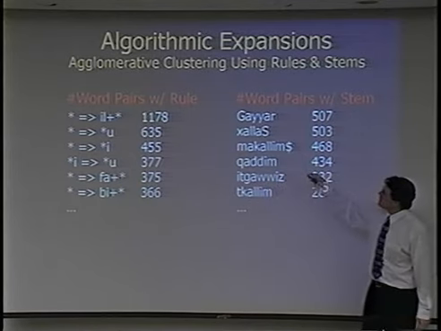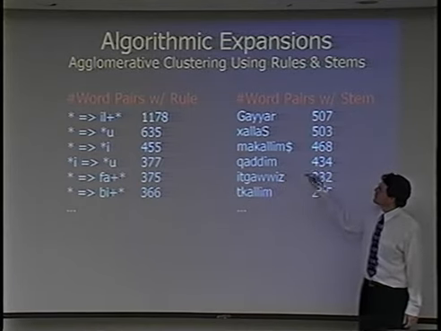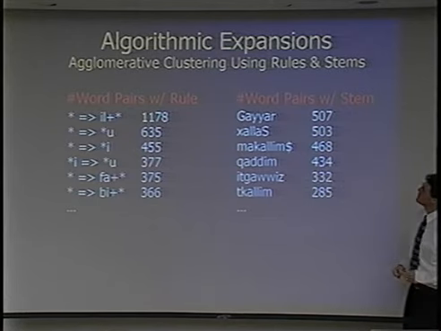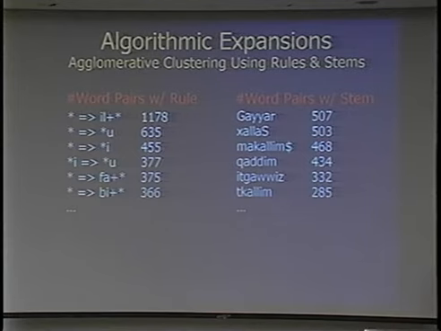I can also look at the things that could fill in the star positions, and these represent the stems. So Gaia, for example, shows up 507 times, and so forth. Previously, when I looked at other languages, if the frequency or if the stem count was high, that represented something that was probably less likely to be a valid relationship.